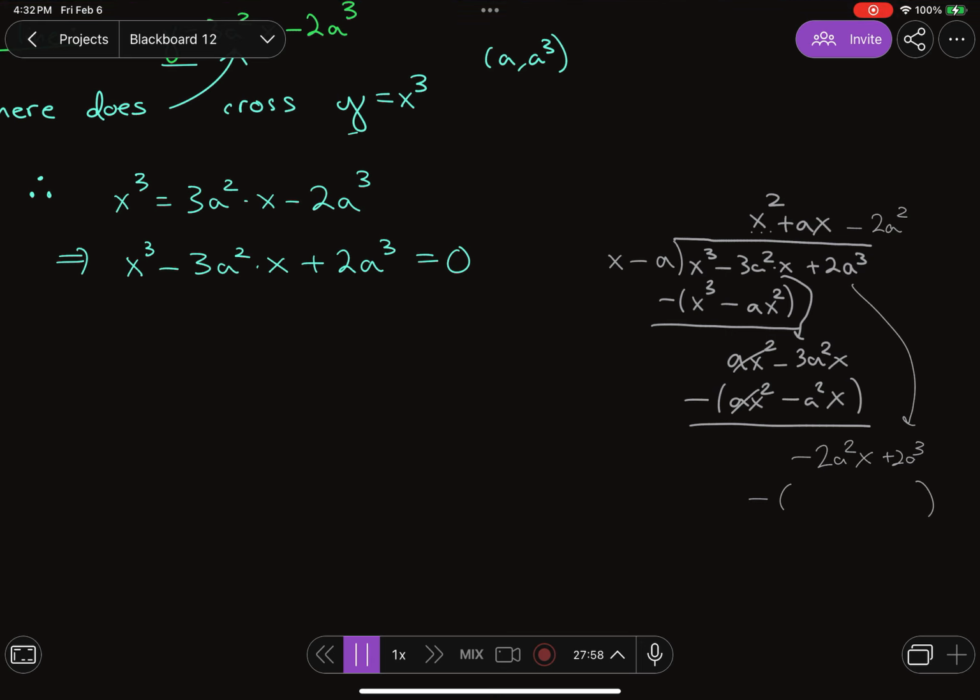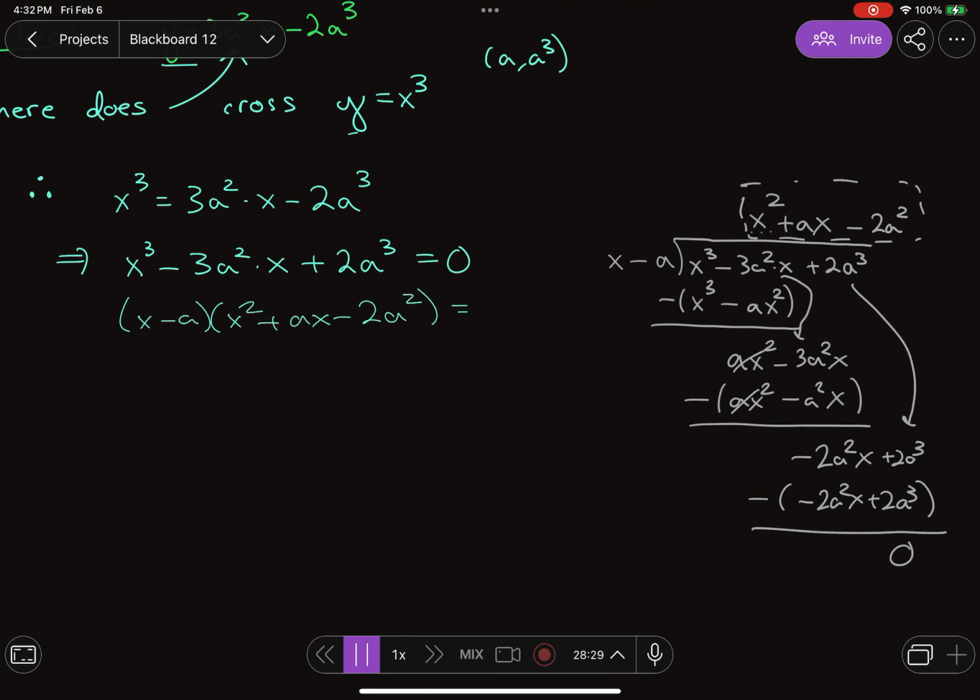And let's see if this works. Yeah, things are going to work out well. We just showed that x minus a is a factor. And this is going to be the polynomial that remains. And, oh, I think we can factor that one. That's easy peasy. So this is, of course, negative 2a squared x plus 2a cubed. Those guys cancel to 0. And therefore, we can rewrite this polynomial as x minus a times x squared plus ax minus 2a squared is equal to 0.